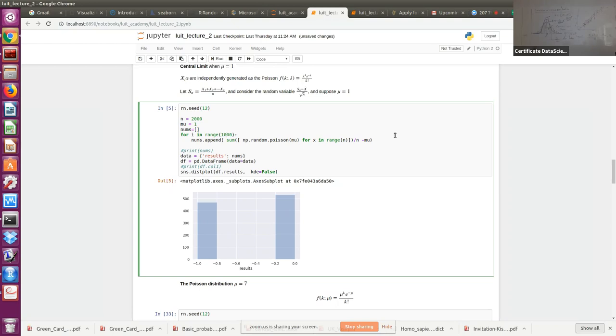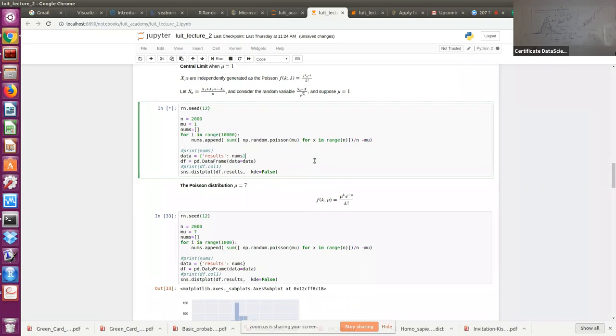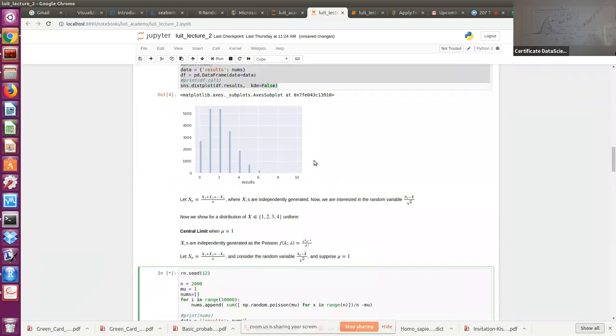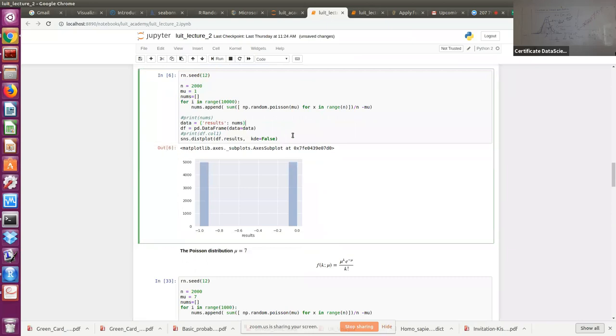Maybe I should increase the number. It takes longer. It's computing. Okay, so it showed me a funny result. I don't know what happened here, but we are going to see now.